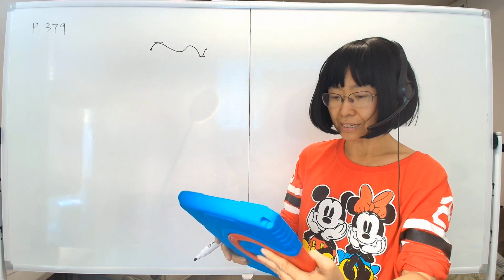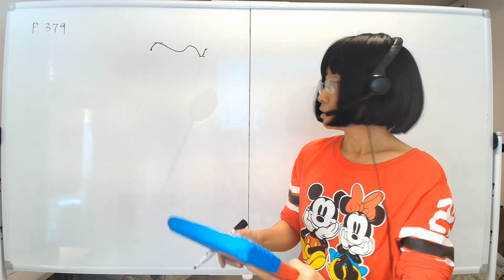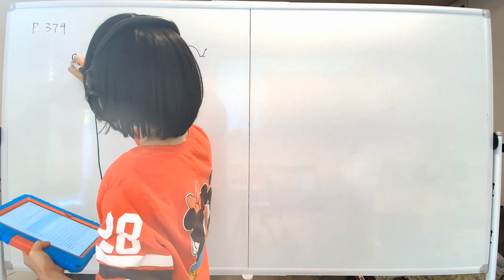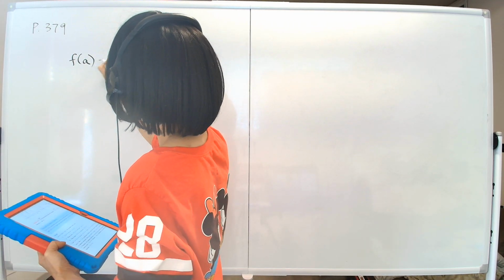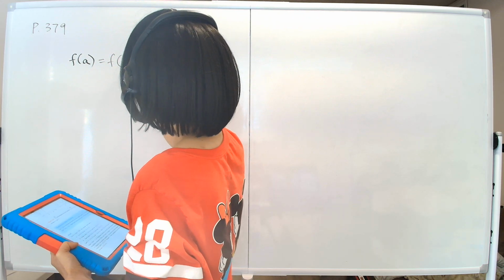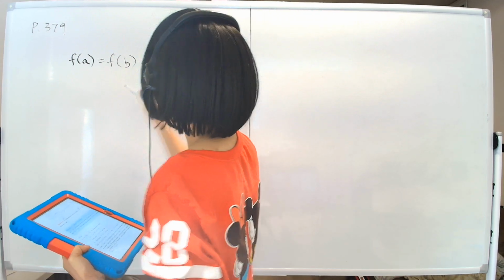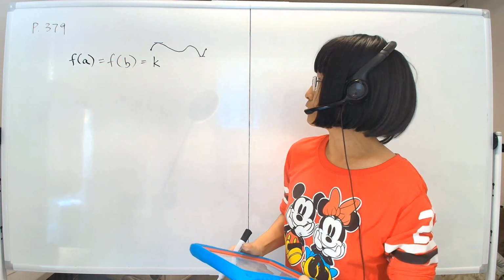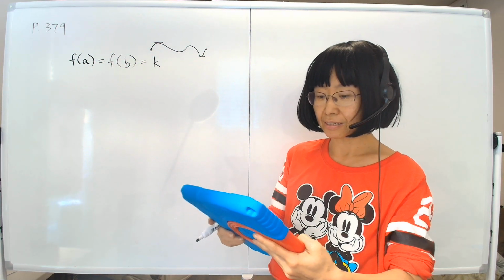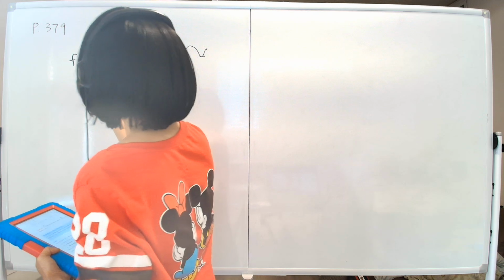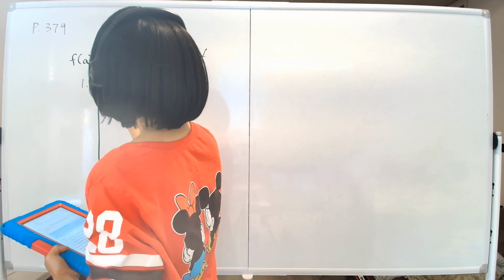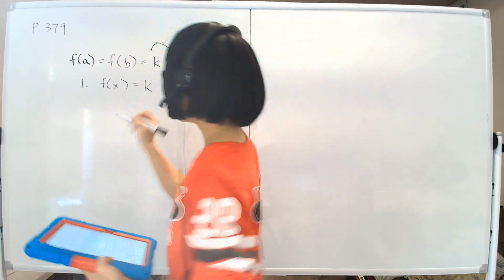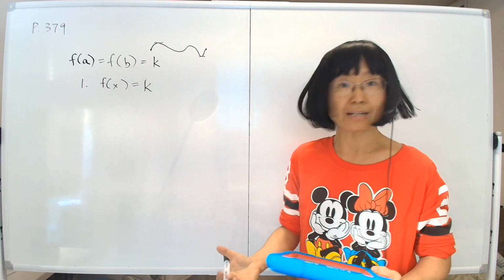The proof says we'll let the value of f at a and f at b, which are the same, be some number. We'll name it k. And then we will prove it in 3 cases. Case 1: f(x) equals k forever. That is just a constant function.